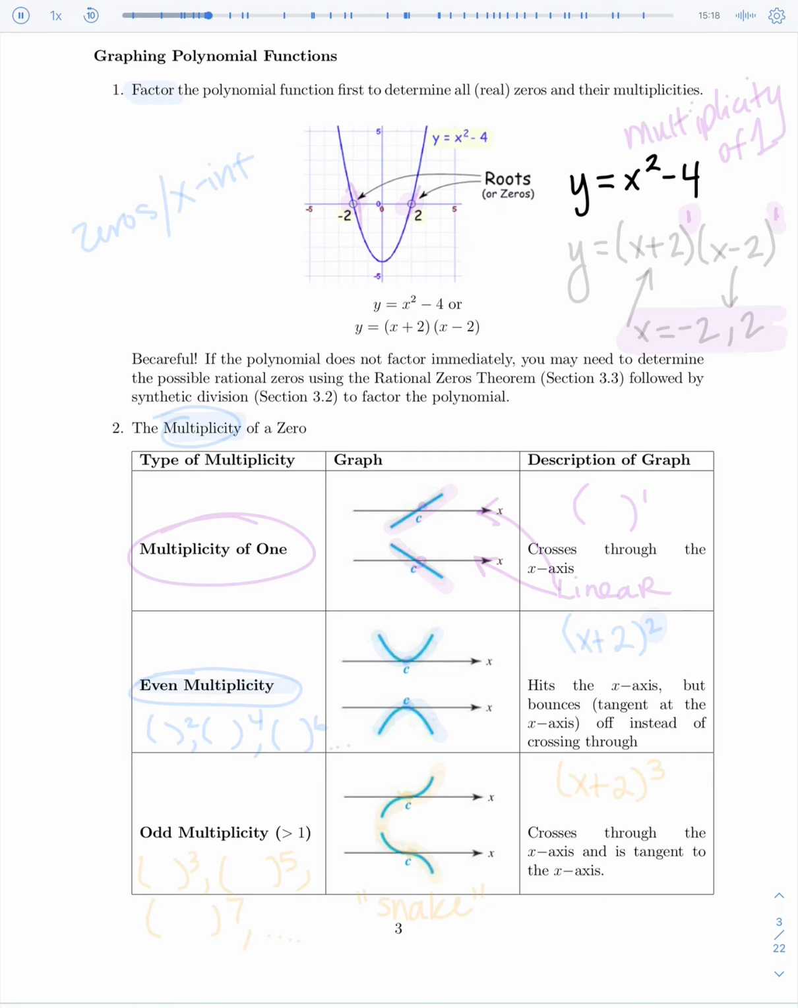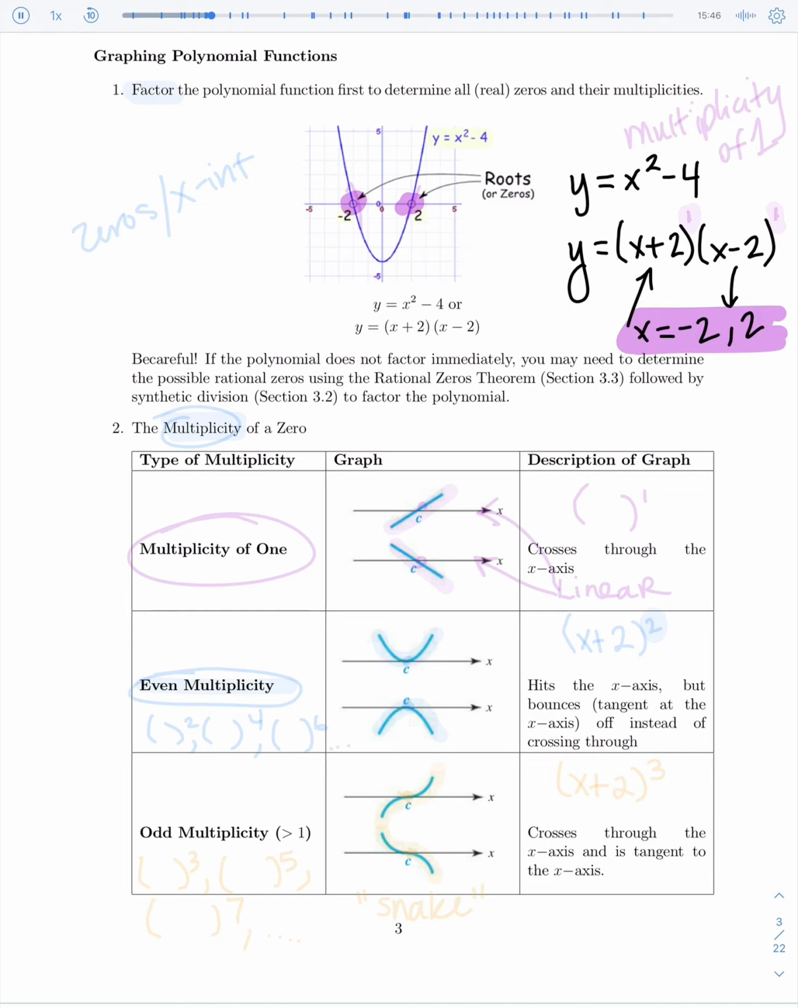We find its zeros by factoring it. This x squared minus 4 factors as x plus 2 and x minus 2, which is equal to 0 when x equals negative 2 and x equals positive 2, which is why that's where you cross your x-axis. That's when you're equal to 0, at negative 2 and positive 2.